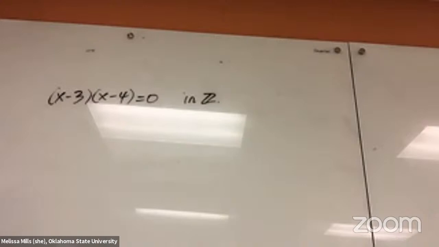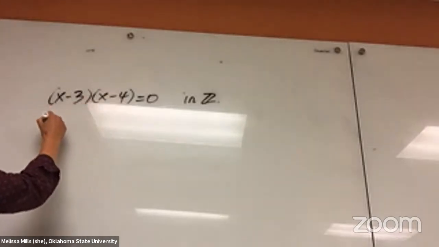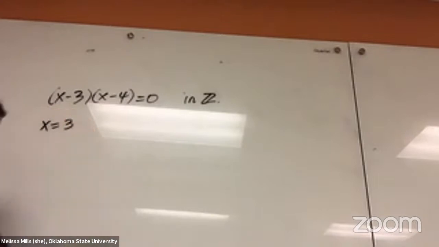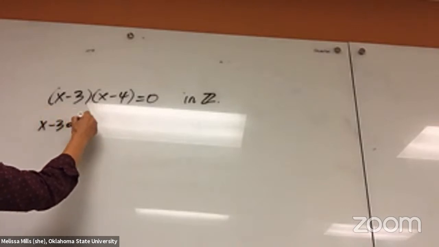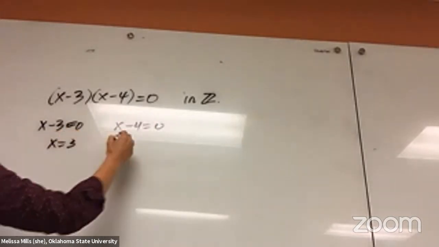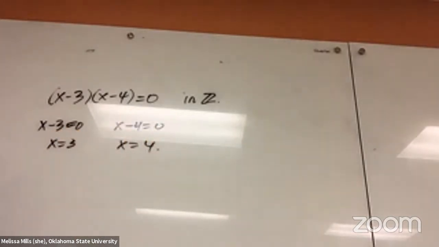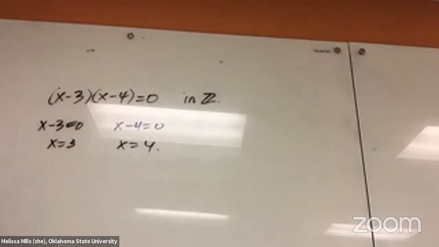Just like, if they multiply to 0, one of them is 0. Yeah, so if they multiply to 0, one of them is 0. So x minus 3 equals 0. It splits into 2 equations: x minus 3 equals 0 and x minus 4 equals 0. So that gives me x equals 3 and x equals 4. That's how we would solve that in Z. And what did we use to go from here to here? We used something called the zero product property.